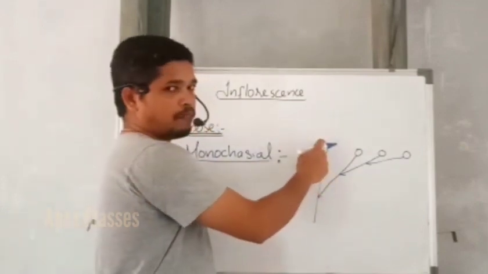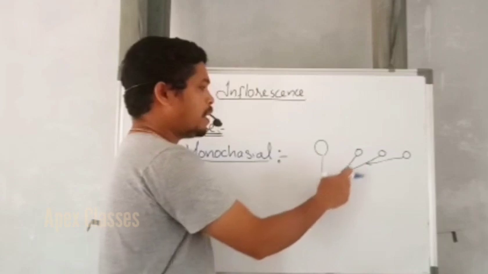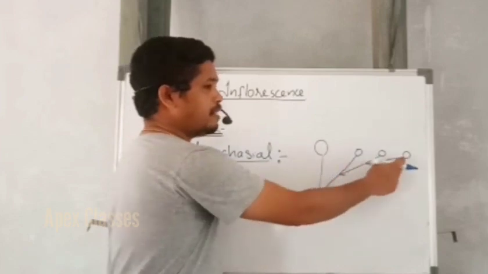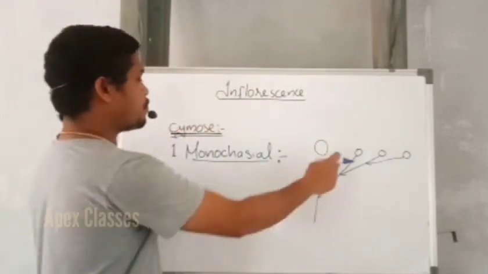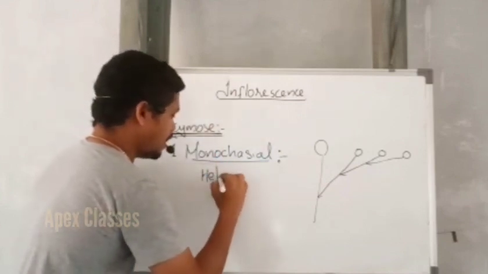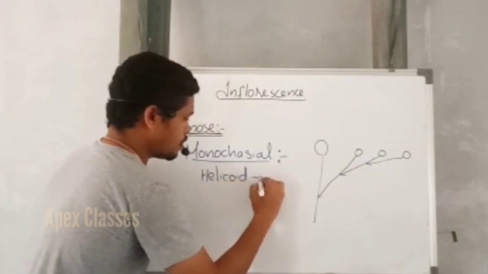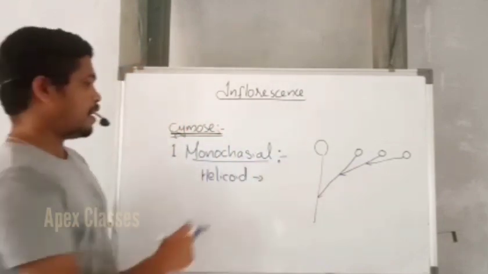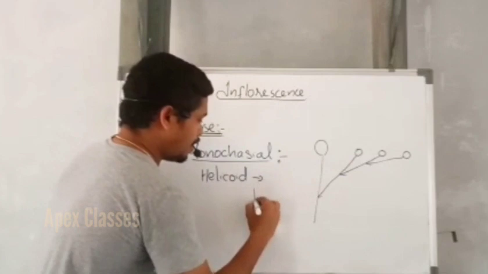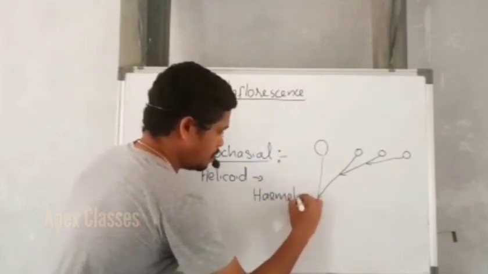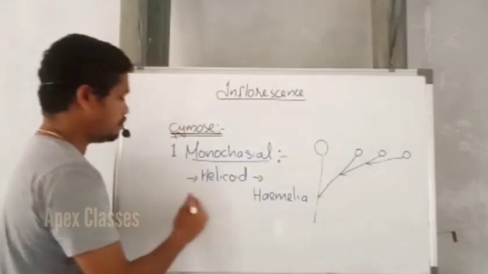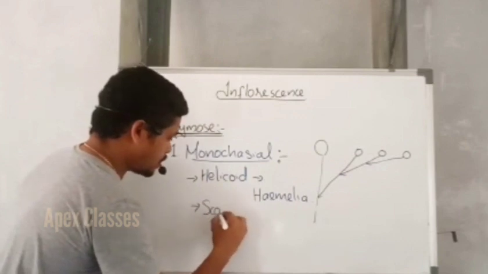The main axis terminates into a flower. From the main axis, one lateral branch arises. Here, the lateral branch is arranged on the same side like a helix. Such a type of monochasial cyme is known as a helicoid monochasial cyme. For example, Hamelia. There is another type of monochasial cyme known as scorpioid.